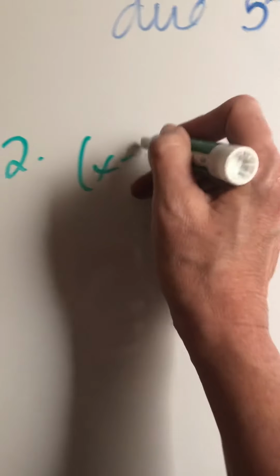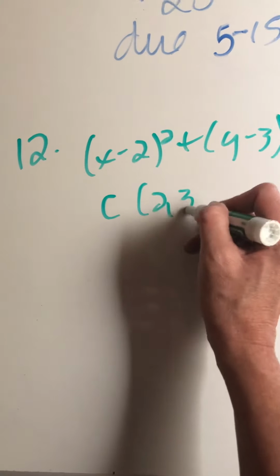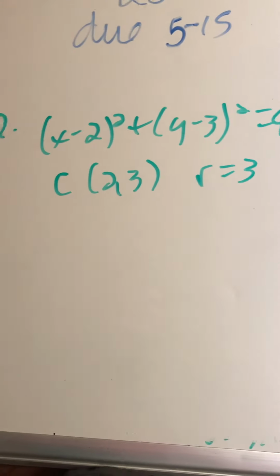The equation of the circle is (x - 2)² + (y - 3)² = 9. So my center here is (2, 3), and my radius is 3. I'm going to identify that before I go on.